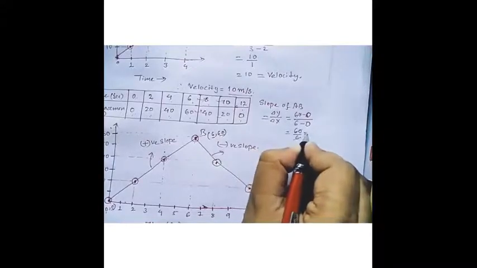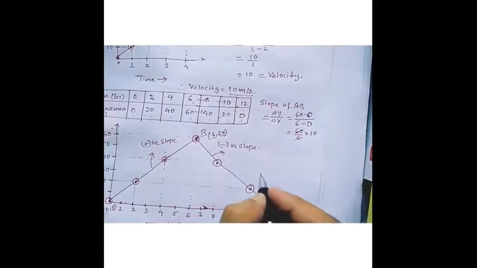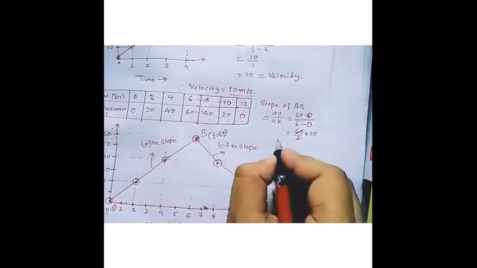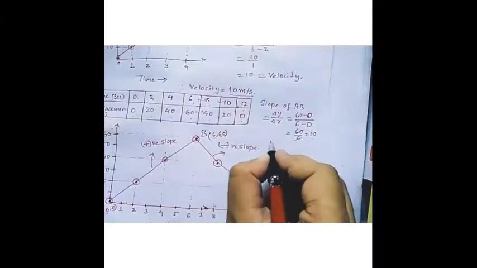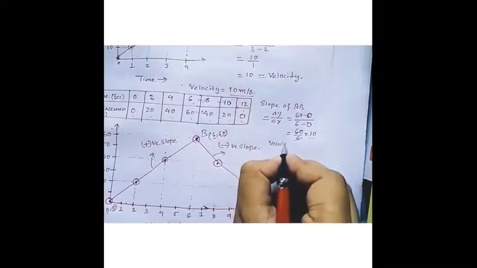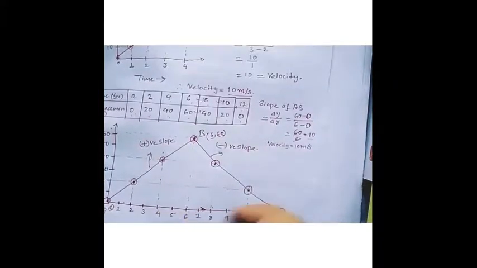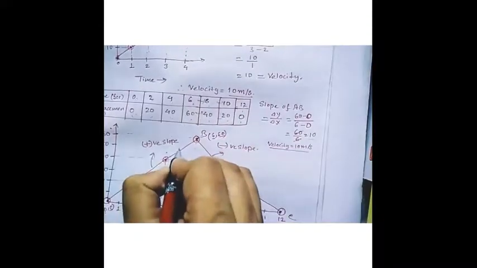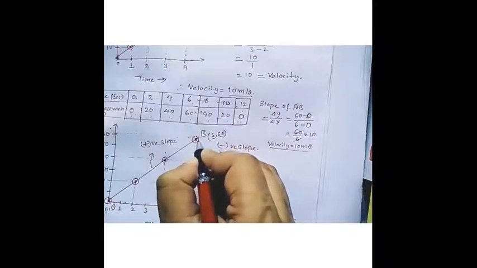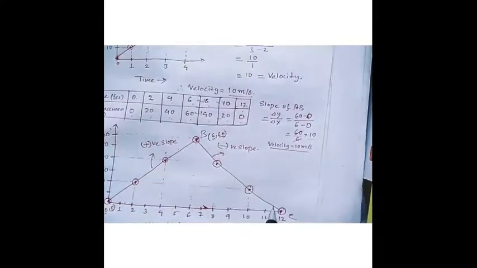So now the answer is 10. So the slope of AB is 10. So the velocity from this side is 10 meter per second. So the velocity from AB is 10 meter per second. Now I will calculate the BC side, which is another side. Look, this is the BC side.